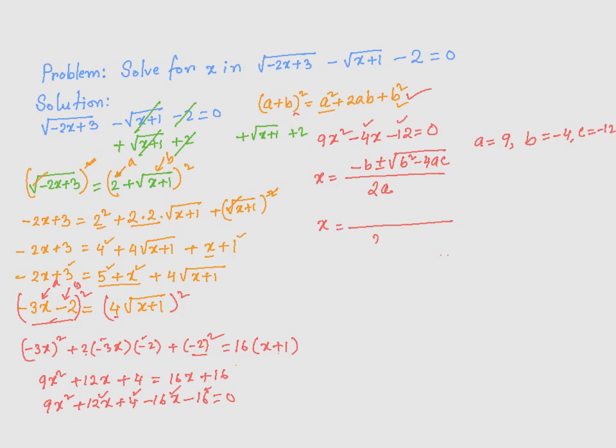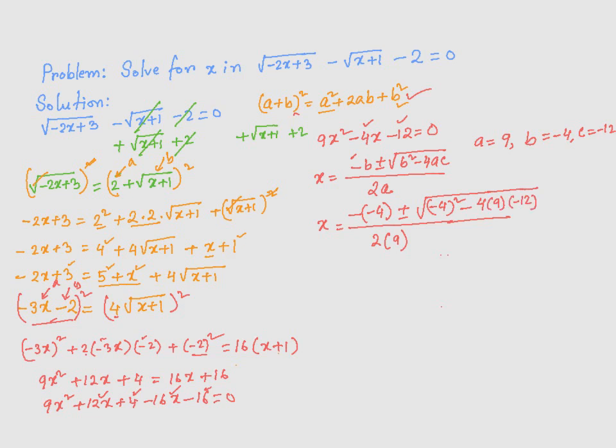Let's take care of the denominator first. 2 times a is 2 times 9. Negative b means negative. This negative comes from the formula. Then b happens to be negative as well. So negative 4 plus or minus square root of b square, meaning negative 4 whole square, minus 4ac. 4 times a is 9 and c is negative 12.